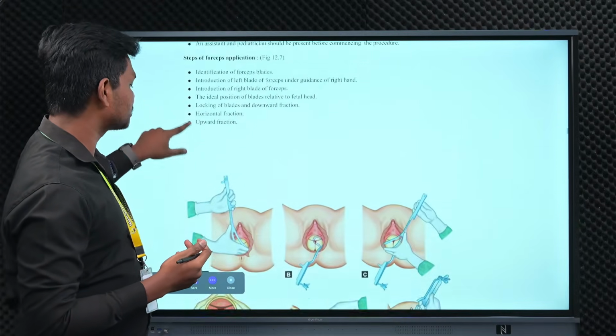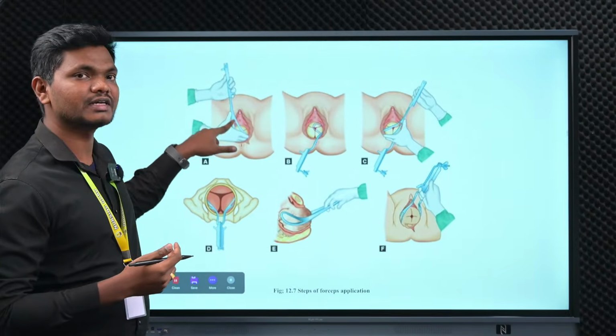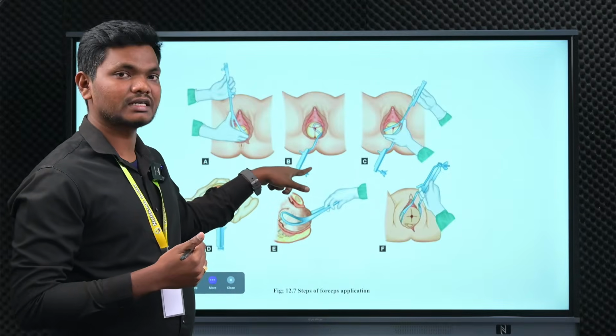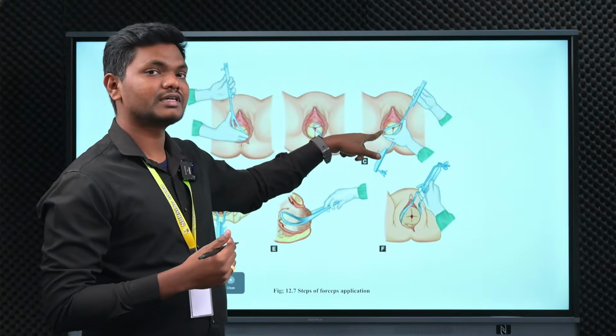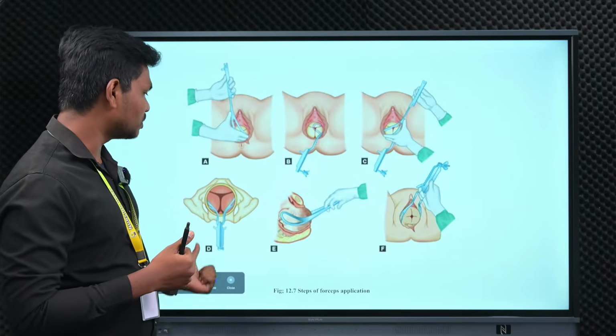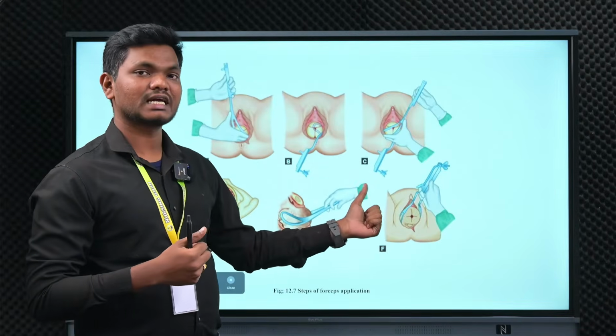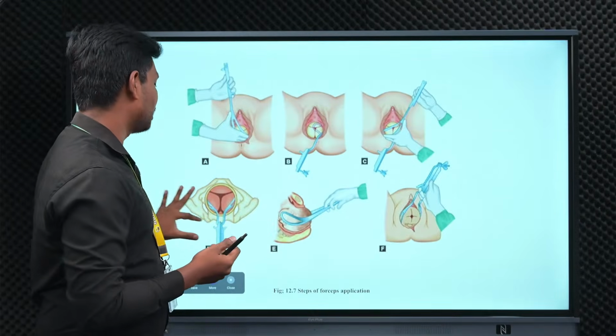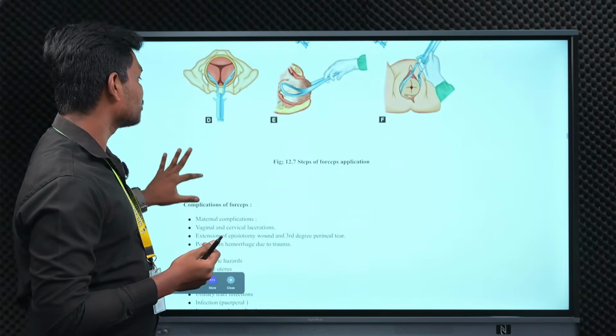So techniques of forceps application: identifying the blade and introducing the first blade, then introducing the second blade after positioning, then positioning the blade and downward traction, horizontal traction, upward traction. So this is where you have to take the baby out. Okay, so this is the forceps delivery.